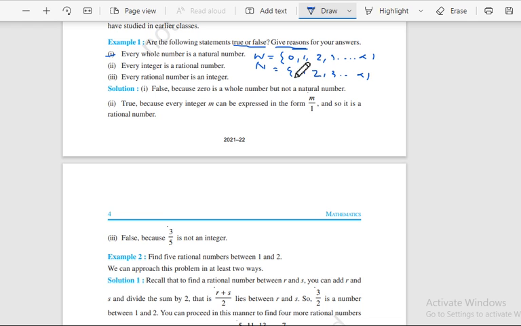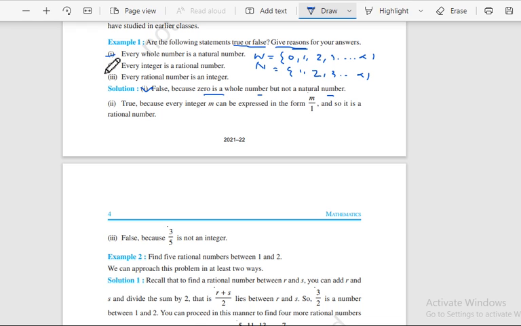In whole numbers there is 0, but in natural numbers there is no 0. So 0 is a whole number but not a natural number. So every whole number is not a natural number. 0 is a whole number but not a natural number. So statement 1 is false, because 0 is a whole number but not a natural number.